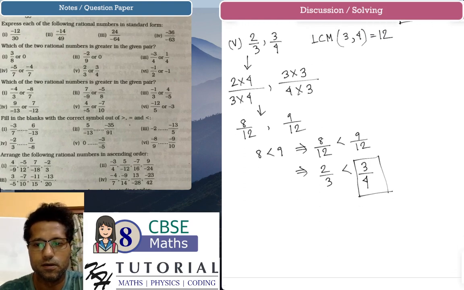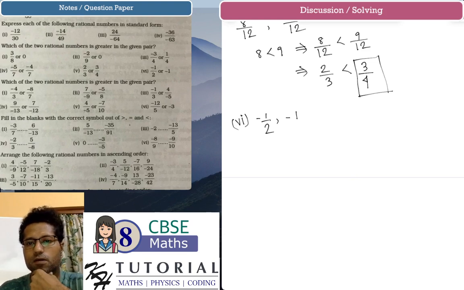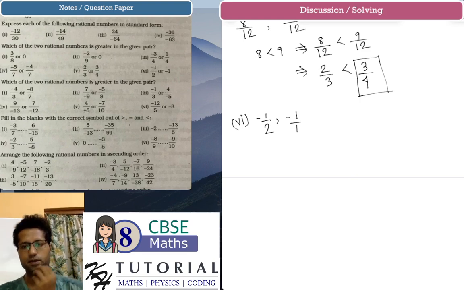Okay, there is part 6. The pair of rational numbers given are minus half and minus 1. So clearly both the rational numbers are negative. Any integer we can always write in the rational form where the denominator will be 1. So minus 1 is minus 1 by 1. So both these rational numbers are negative and we see the denominators are different.